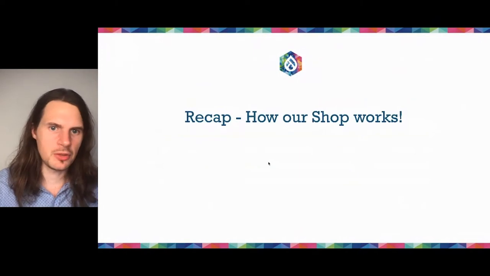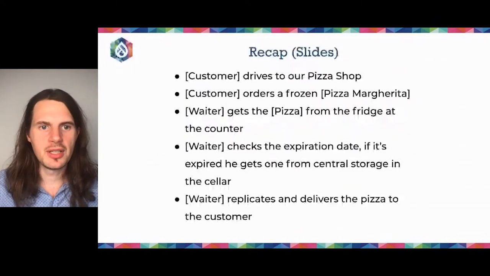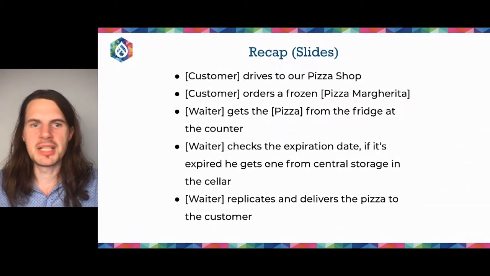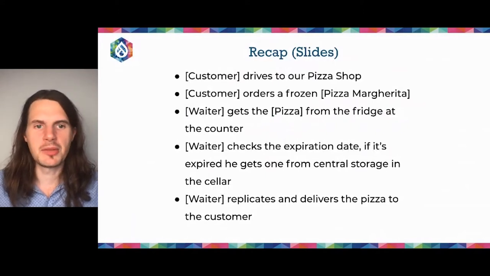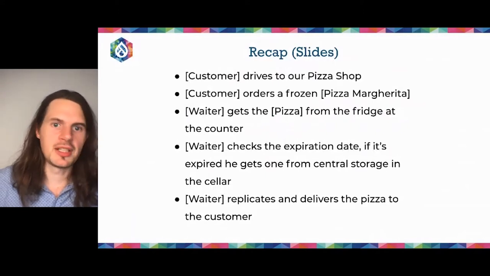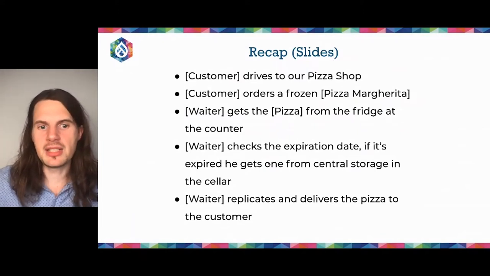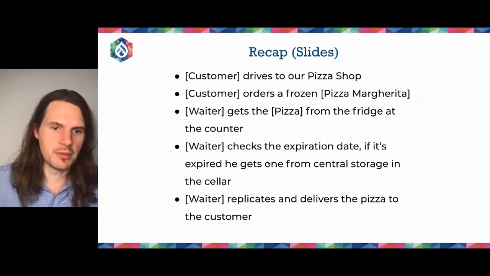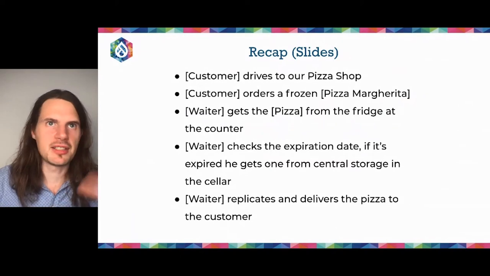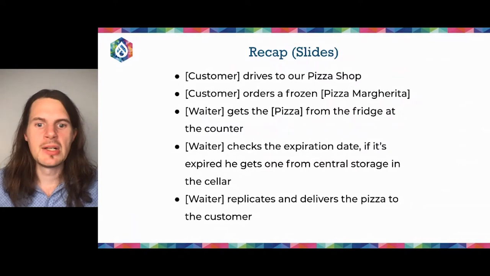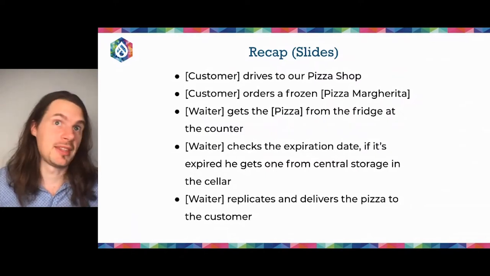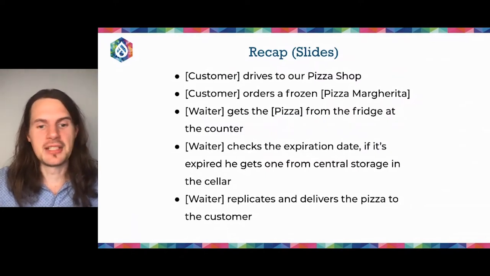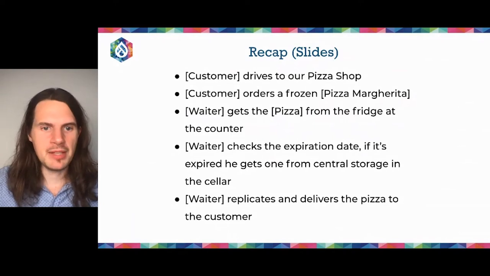So let's quickly recap how our shop works. The customer drives to our pizza shop, the customer orders a frozen pizza margarita because they want to do it at home. The waiter gets pizza from his fridge at the counter. He checks the expiration date. If it's expired, then he gets one from central storage in the cellar. So we have two layers, essentially, like directly in the fridge, and then we have something in the cellar. Then we replicate the pizza, the magic thing, and we deliver the pizza to a customer. So this is how it works.